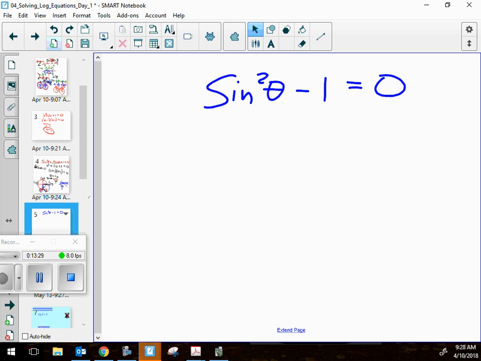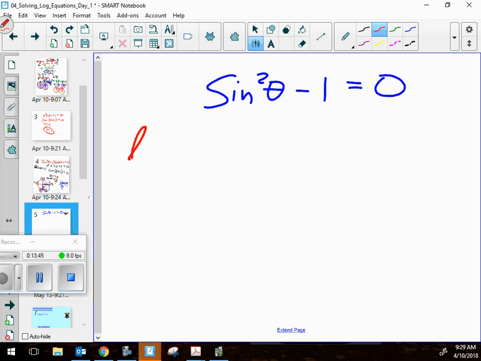That's also a quadratic. It's kind of like x squared minus 1 equals 0. Solve it. I'm going to pause. We'll give that a try. And by the way, somebody's going to ask me, can you do a u substitution? Yeah, you totally can. Do you have to? No, you totally don't have to.